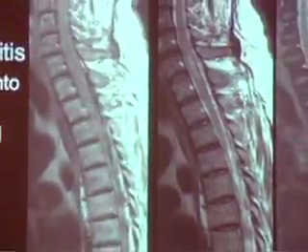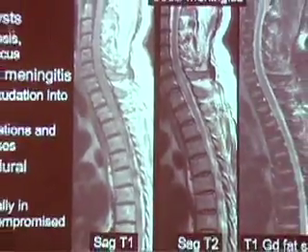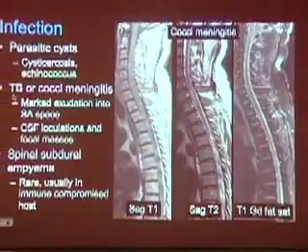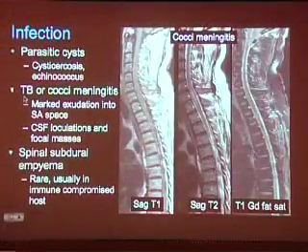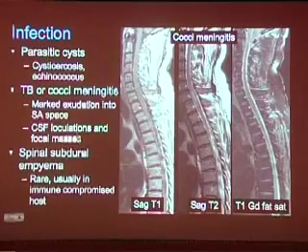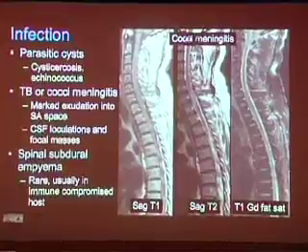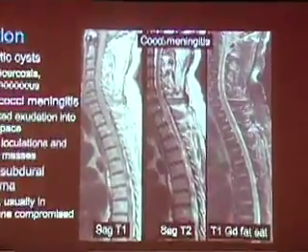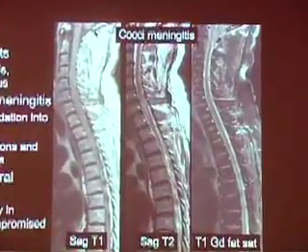With regard to infection, it's pretty uncommon around here to have parasitic cysts, but certainly, as you all know, we've had a number of patients in recent years who have had TB or Cocci meningitis. These patients have marked exudation into the subarachnoid space that can be so thick that it can cause compression of the cord. These patients also can develop CSF loculations and focal masses. And here's an example of one of the patients we saw recently with Cocci meningitis.